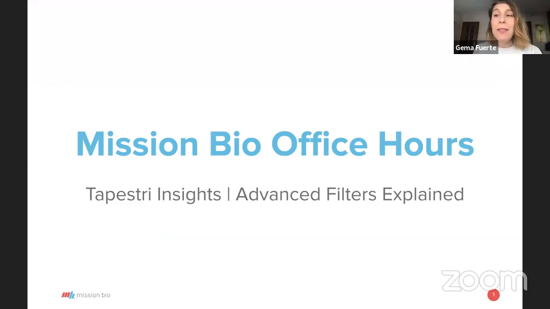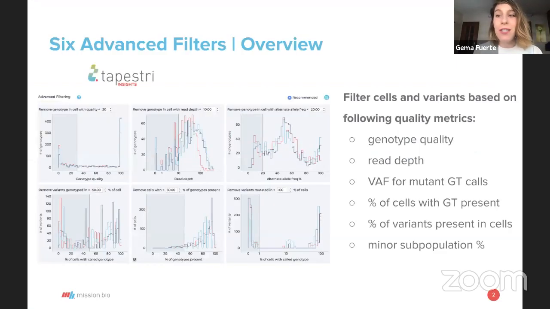So you might have joined previous sessions or might know our software, but I'm just going to give a little bit of an overview of Tapestri Insights, and then I'll go deep into this advanced filtering. So you know we have a graphical user interface software called Tapestri Insights, which is very easy to use, and then you can work with it to look at your variants of interest and select your clones. This is what the session last week was about.